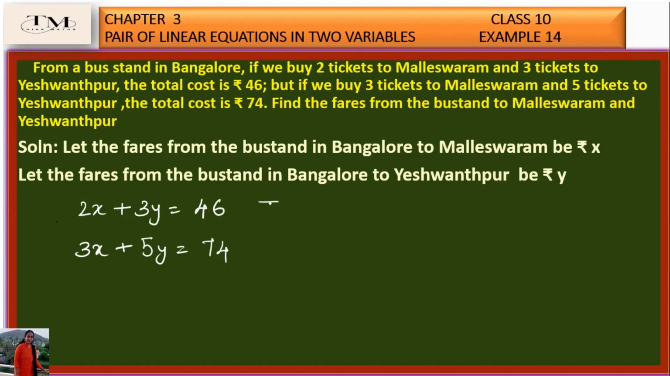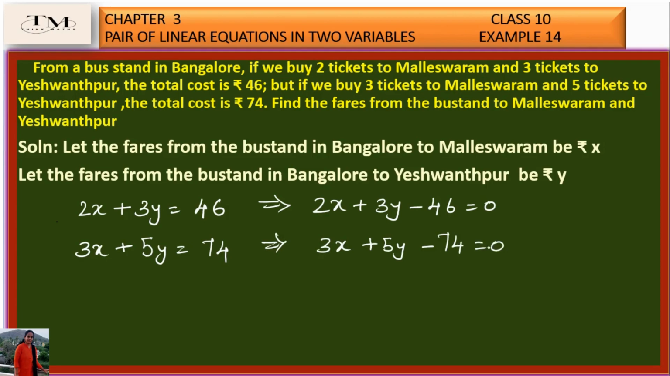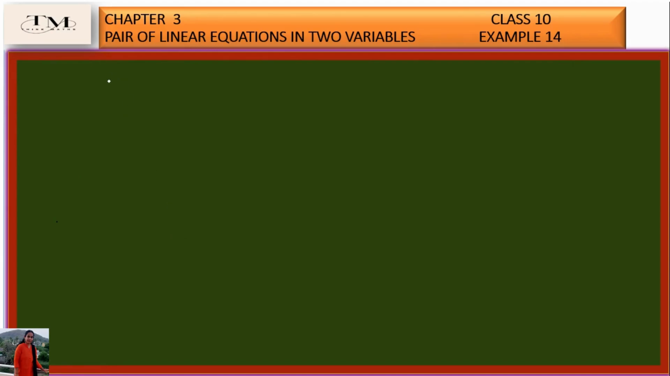So these equations can be written as 2x plus 3y minus 46 equal to 0 and 3x plus 5y minus 74 equal to 0. This is the general form. So this is a1, b1, c1, a2, b2, c2. We are going to use the cross multiplication method. Let me take the next page and write these equations here.